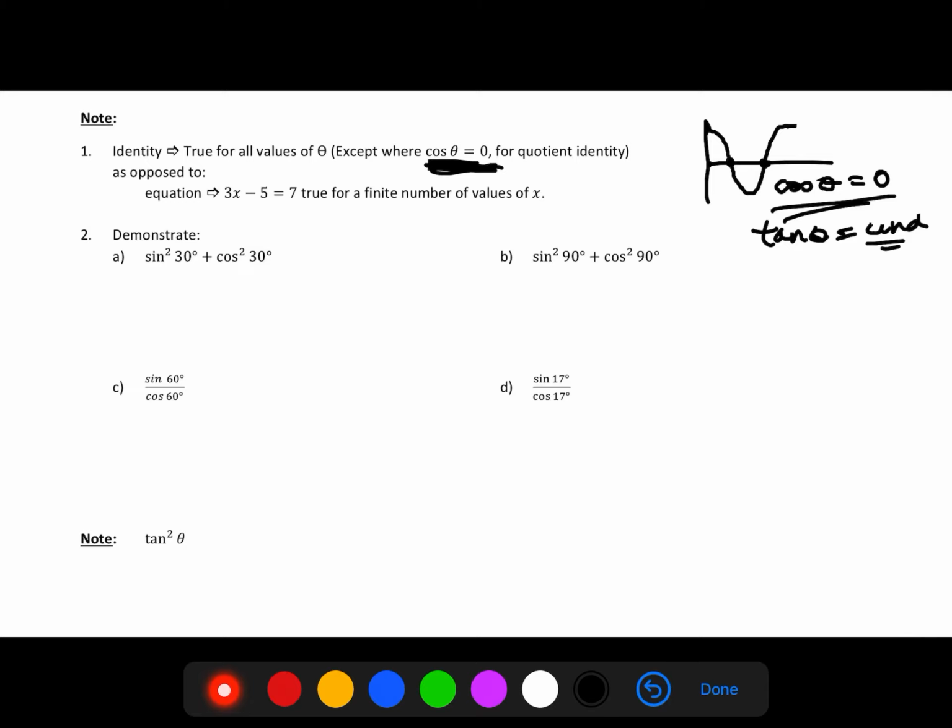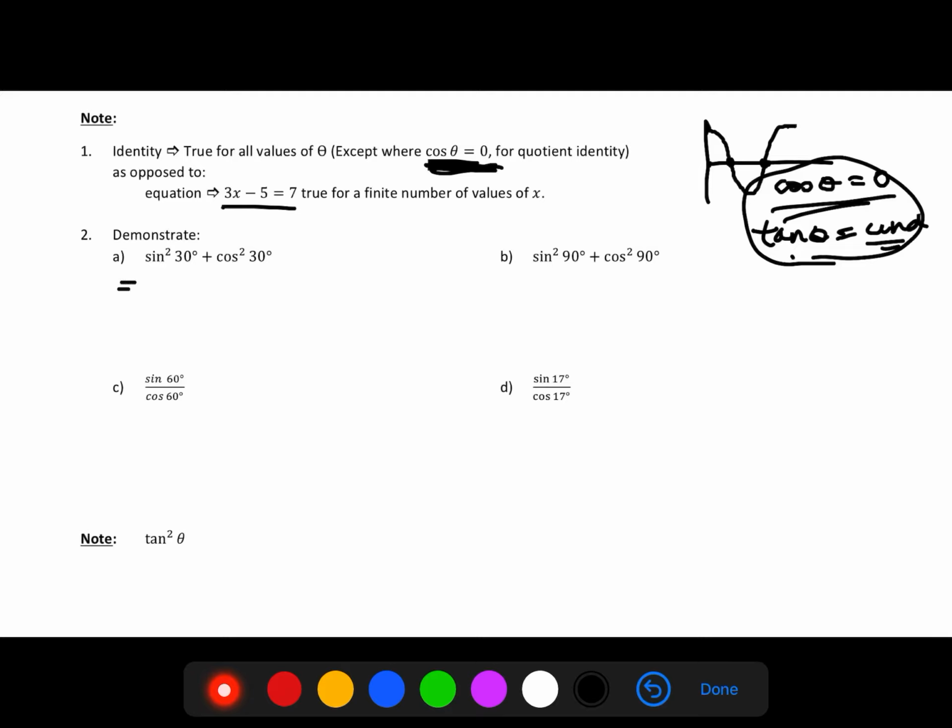Well, then tan theta does not exist at that spot. And that makes sense because remember our original graph of y equals tan theta, we had undefined spots or vertical asymptotes at 90, 270, or pi over 2 and 3 pi over 2. So, whereas a linear equation is true for only a limited value of x, trig identities are true for any value of x or theta except for these ones.